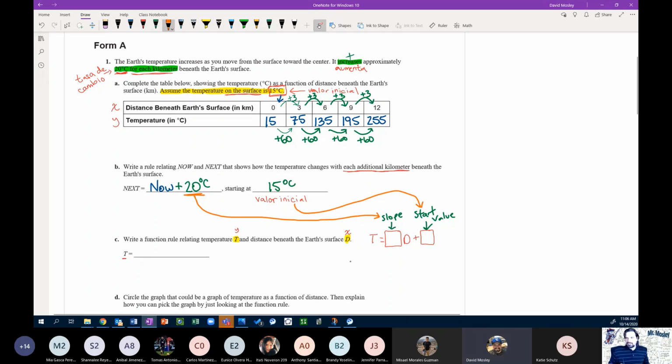Yes. So Annie, just put it in the chat. T equals 20D plus 15. Right? That rate of change has to be attached to the thing that's making the other number change. In this case, the distance tells us what the temperature needs to be. Right? The temperature doesn't determine the distance.